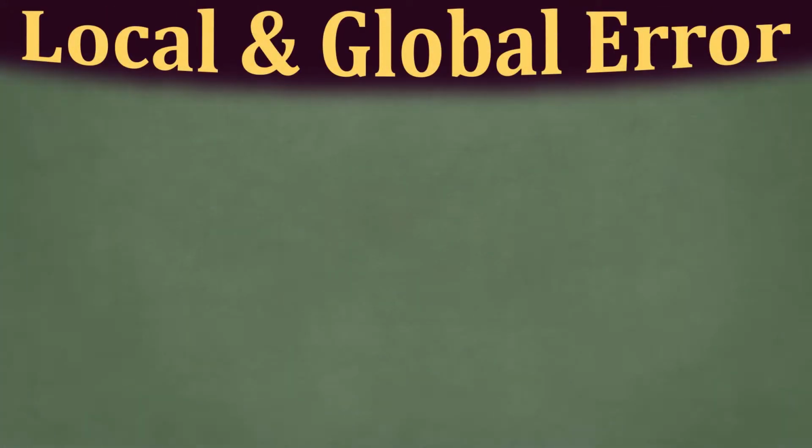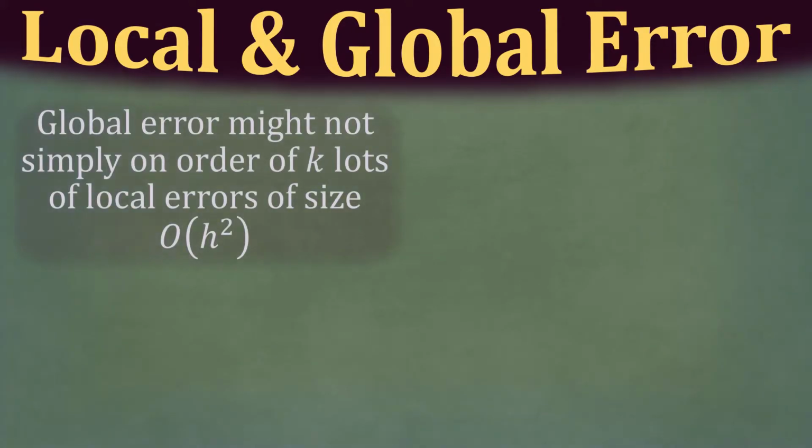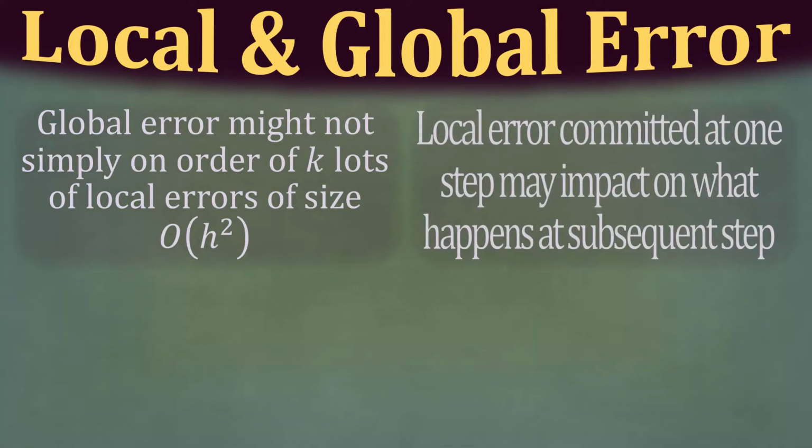Next, let's discuss the general relationship between the local and the global error. In general, the global error might not be simply on the order of k lots of the local error of size h². The reason is that a local error committed at one step may have an impact on what happens at a subsequent step.